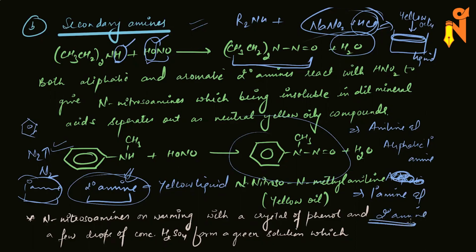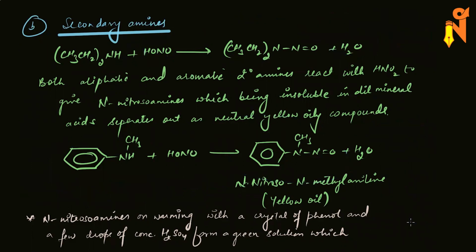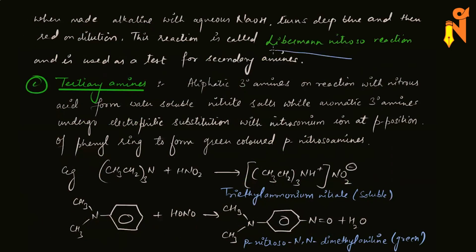So here you will go by the observation: the secondary amine will always give you a yellow colored liquid. There is another thing we do to ensure that this compound is a secondary amine only, what we have taken as a reagent initially. We take these nitrosamines, we warm them with phenol, and we add concentrated H2SO4. When we add both, we will see a green solution forming. This test is called the Liebermann nitroso test, which is again a very important test.